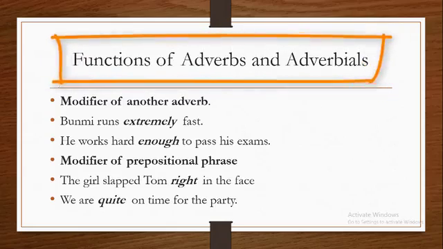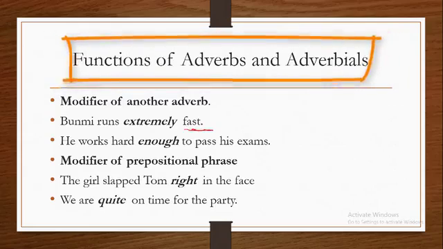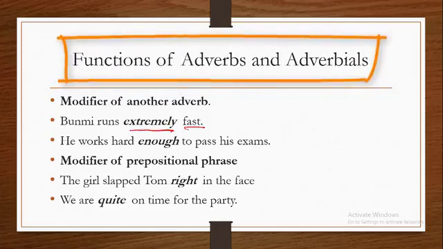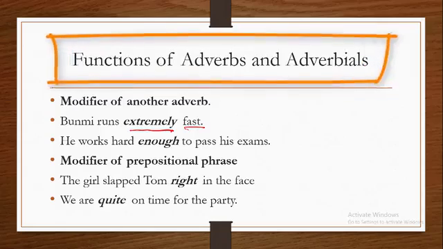Fast is showing us how. Okay? I can say Bumi runs fast. Okay? Bumi runs fast. But if I say Bumi runs extremely fast, I'm showing you the degree. So this extremely is modifying the adverb fast. Right? So let me move down to modifier of prepositional phrase.